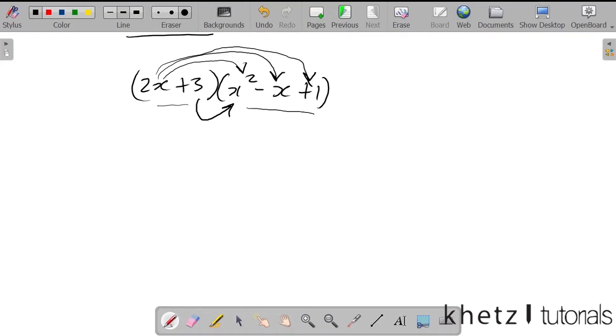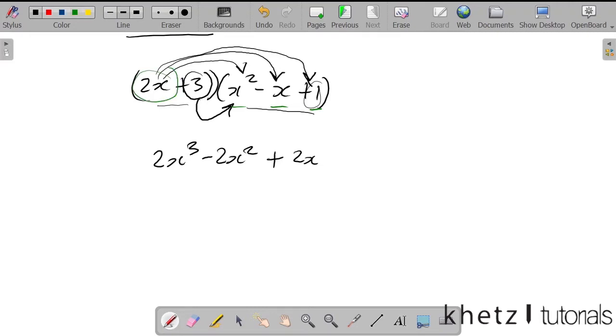So let's do this one. You'd multiply your 2x by x squared, that would give you 2x cubed. You'd multiply your 2x by your negative x, and that would give you negative 2x squared. You multiply your 2x finally by your 1 over here, which would give you 2x. Then you'd move on to the next term because you've finished all the terms on this side that should be multiplied by your 2x.